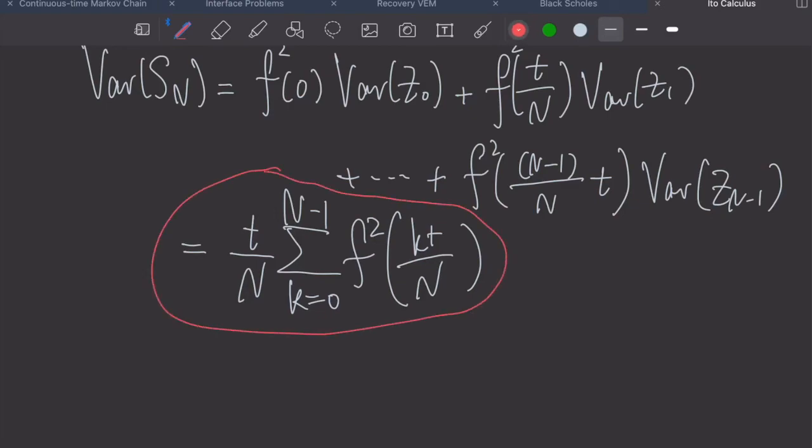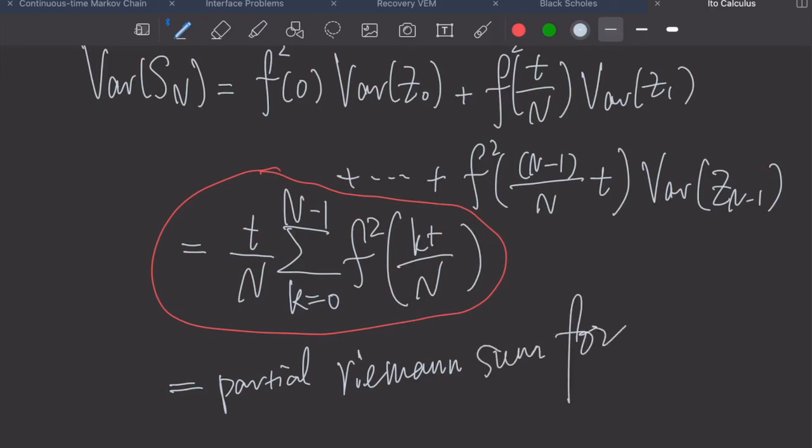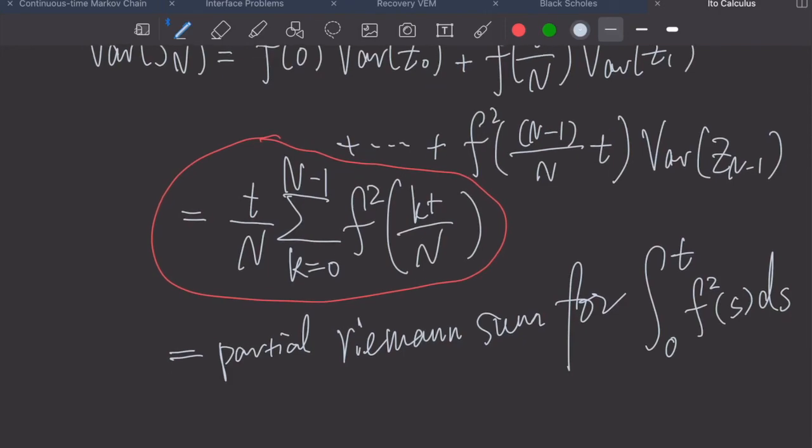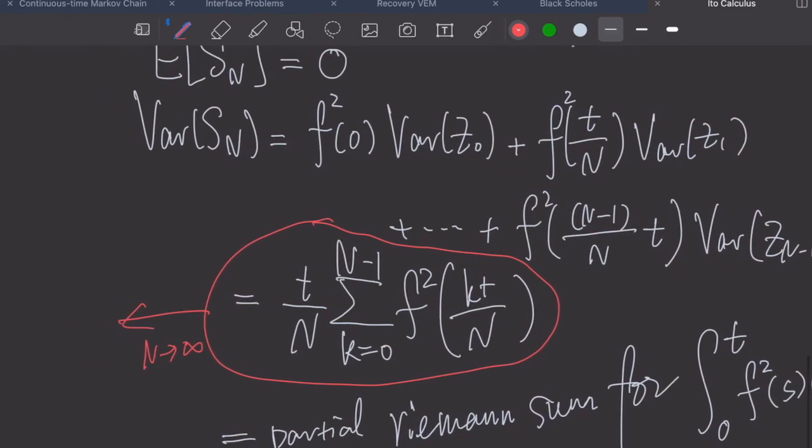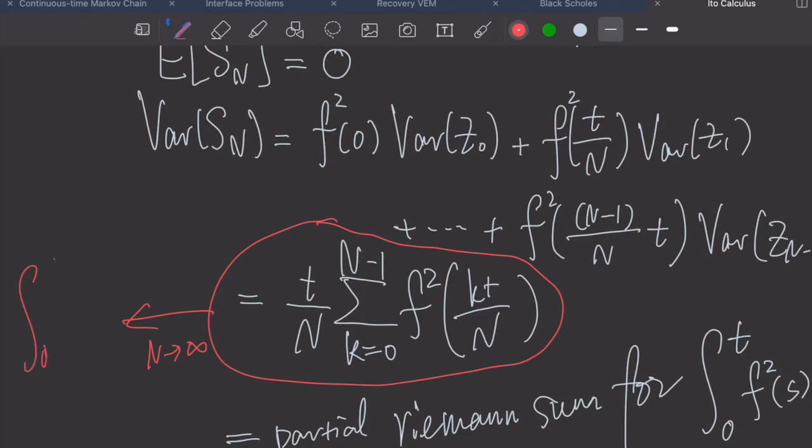And if we recognize the sum as a deterministic Riemann sum, we can see that this is a partial Riemann sum for the integral from 0 to t of f squared of s ds, okay? Which means when we take the limit of n here, when we take n going to infinity, this one will converge to the integral of f squared of s ds.